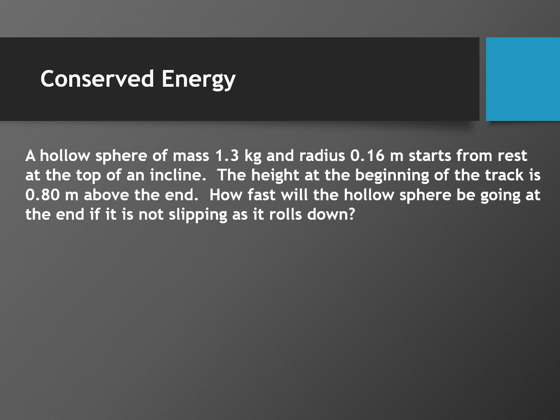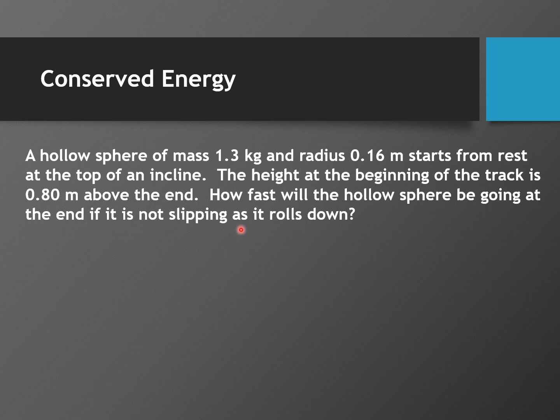So this next example, it says a hollow sphere of mass 1.3 kilograms, radius of 0.16 meters, starts from rest at the top of an incline. The height at the beginning of the track is 0.80 meters above the end. How fast will the hollow sphere be going at the end if it is not slipping as it rolls down?